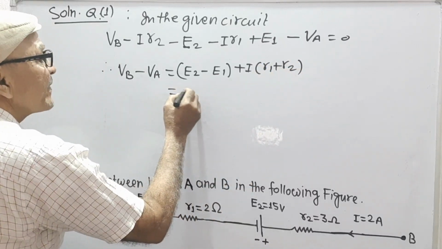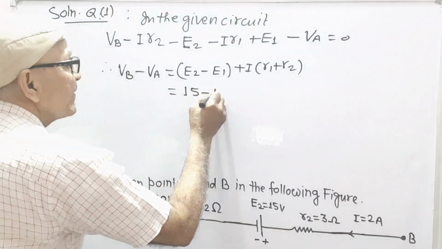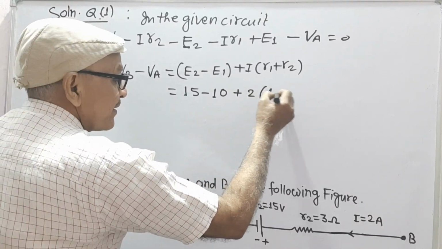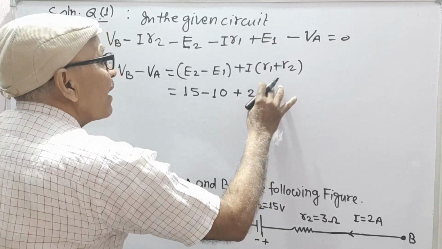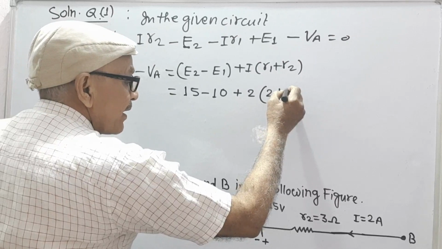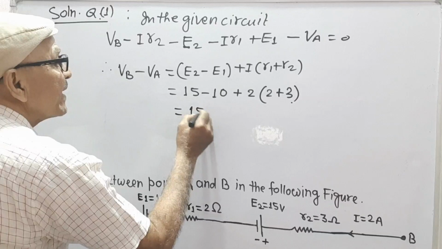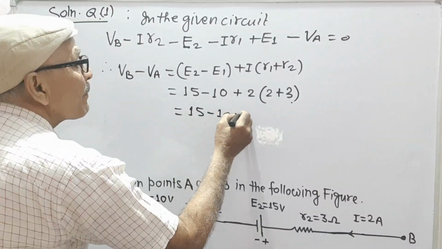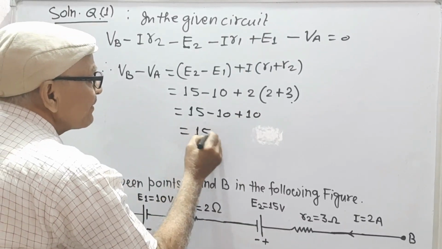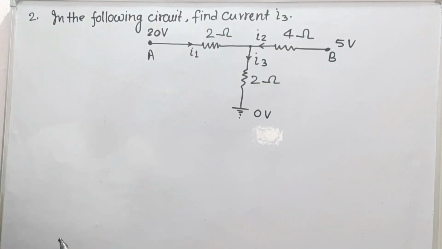E2 is 15 volt, E1 is 10 volt, I is 2 ampere, R1 is 2 and R2 is 3 ohm. So we have 15 minus 10 plus 5 into 2 is 10. It gives 15 volt. So next question number 2.